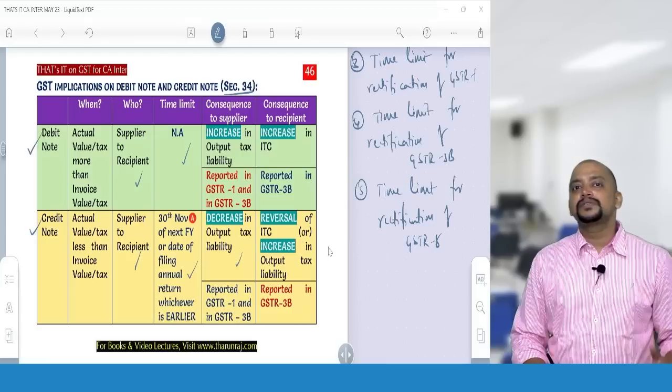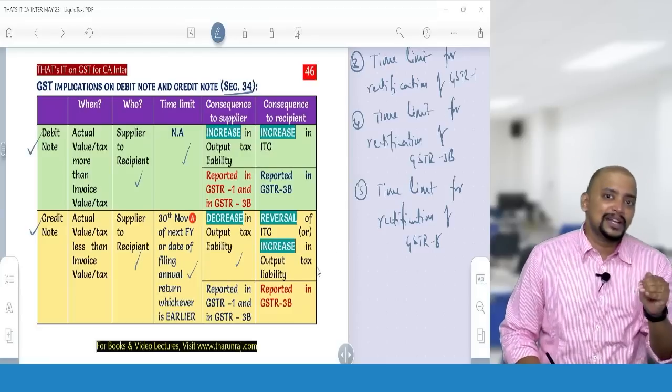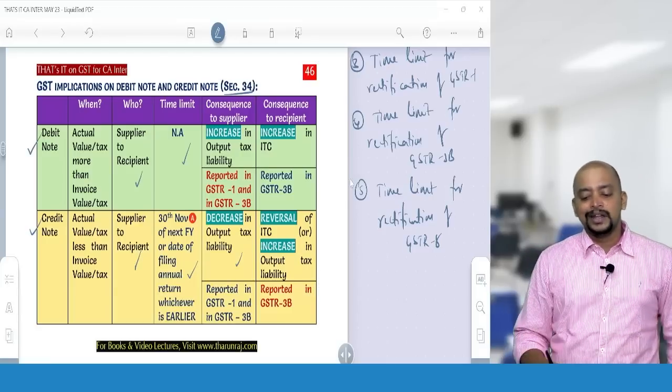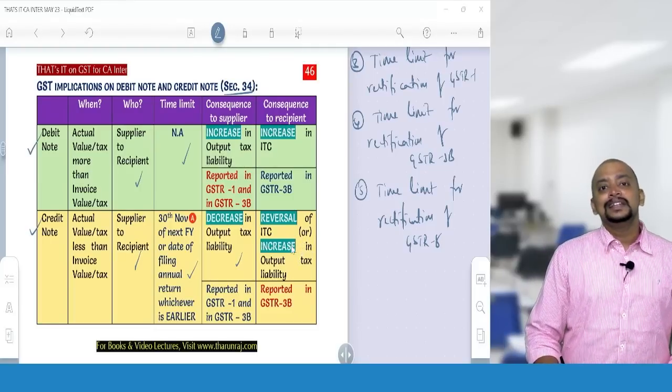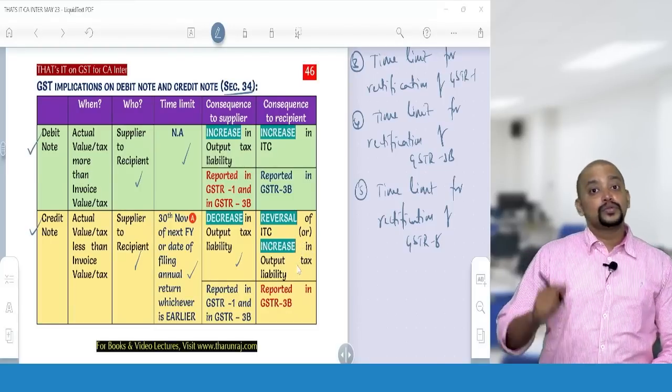And what is the consequence to the recipient? As the liability to the supplier got reduced, the recipient needs to reverse the ITC. Suppose there is no balance in ITC, then the liability will increase. Whose liability?